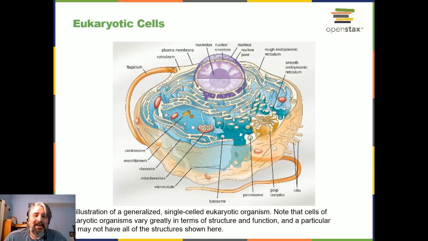So here's our generic animal cell. There is no one cell that looks quite like this. This is just a cartoon displaying all the common features, all the possible features in eukaryotic cells.